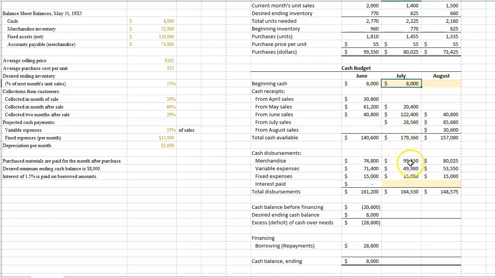Running through most of this has already been filled out. Let's get here to the bottom. Okay. Here at the bottom, we have some interest paid. But for our interest paid, it says 1.5% is paid on borrowed amounts.